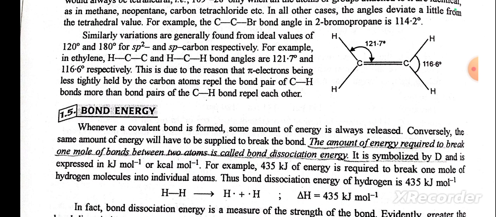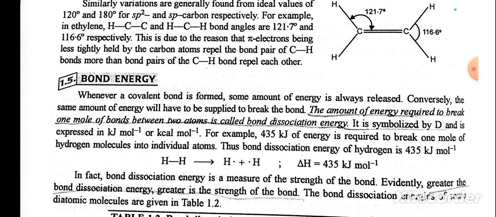For example, 160.6 respectively. This is due to the reason that the pi bond being less tightly held by the carbon, the carbon-hydrogen bond pairs repel each other more than the carbon-carbon bond pair repels the carbon-hydrogen bond pairs, which accept each other.